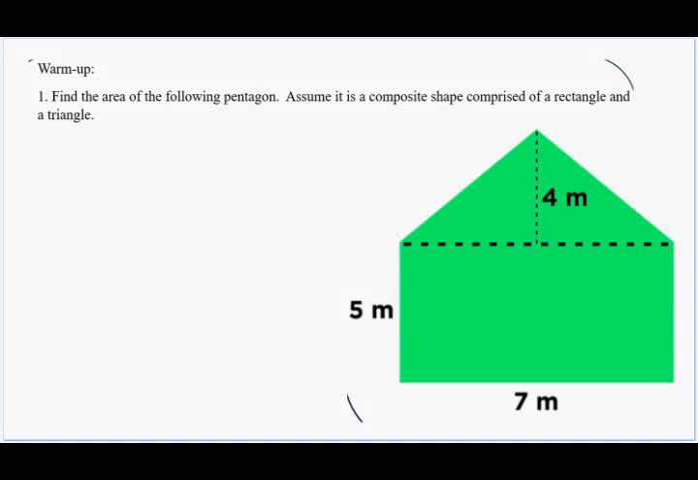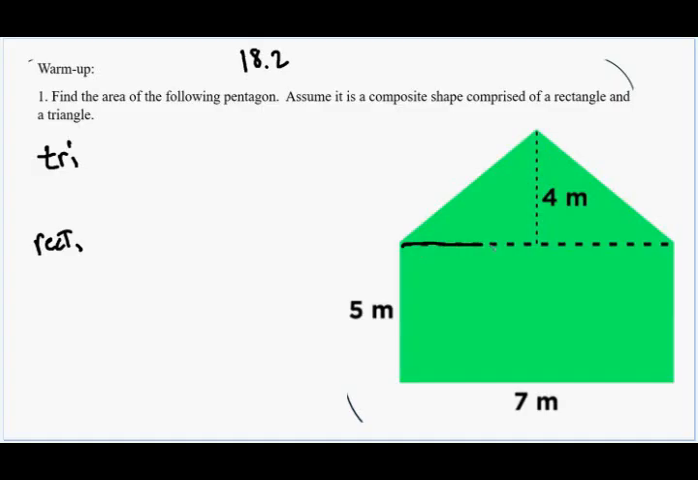Welcome back to geometry. This video is going to cover 18.2 in the textbook, surface area of prisms and cylinders. Here we have the warm-up. We just want to find the area of this pentagon. Assume it's a composite shape of a rectangle and a triangle. So let's see here. We've got a triangle on top, and then we've got a rectangle on the bottom.